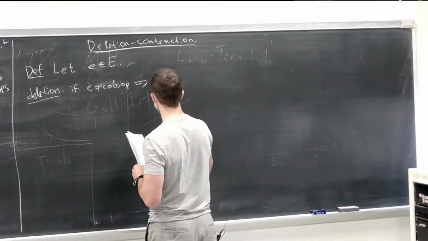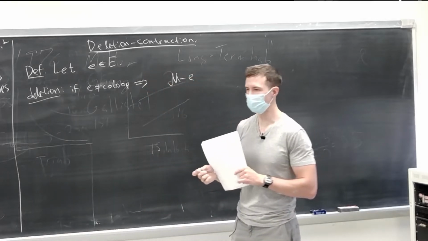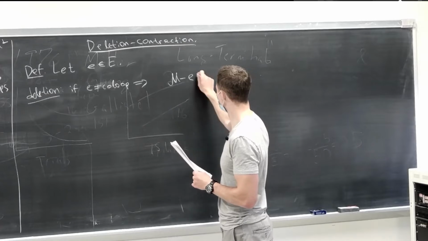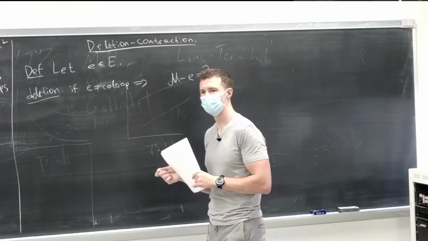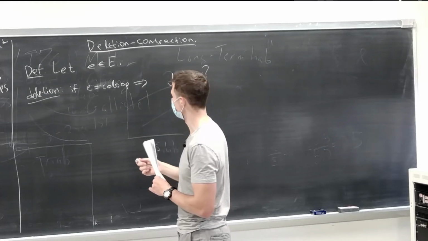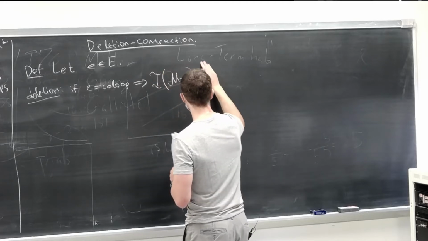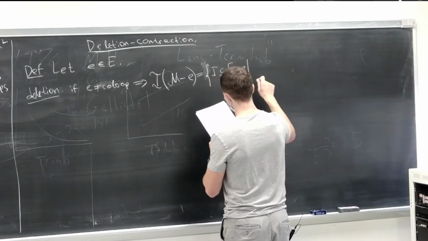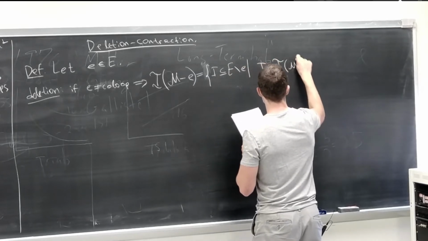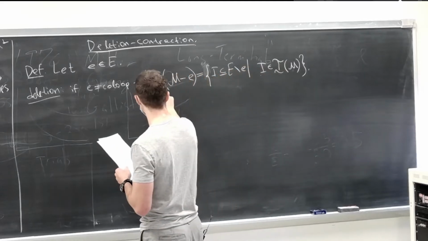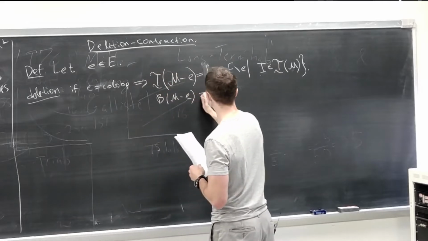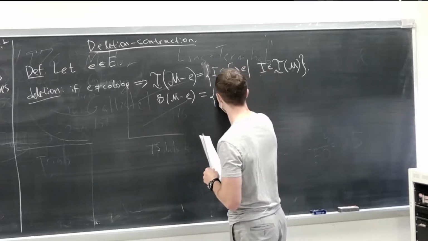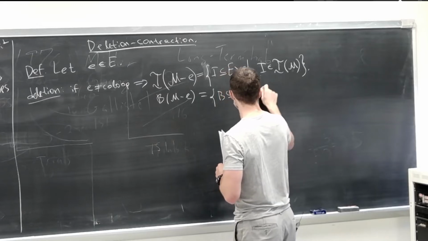how do you define the deletion of E from a matroid? Nice. You take all your independent sets and you remove E from each of them: I subset of E minus E such that I belongs to the set of independent sets. And what if I want to define the bases of the deletion? Same thing: subsets B of E minus E which are bases of your original matroid.